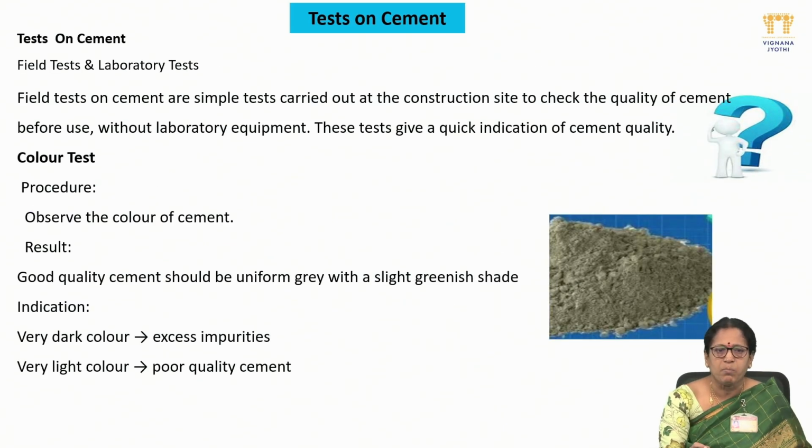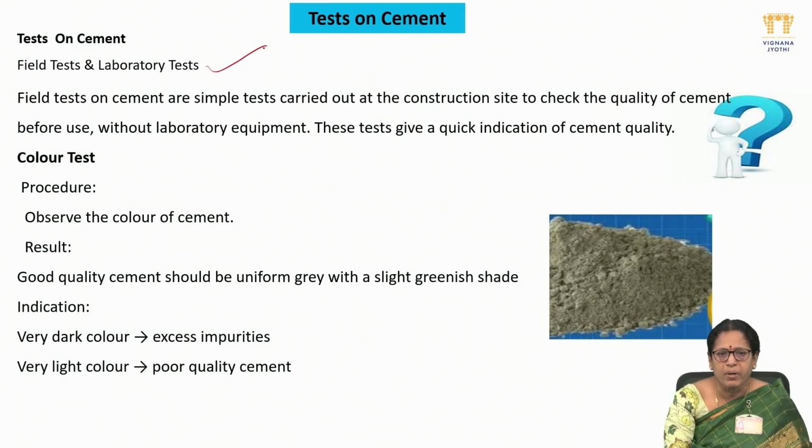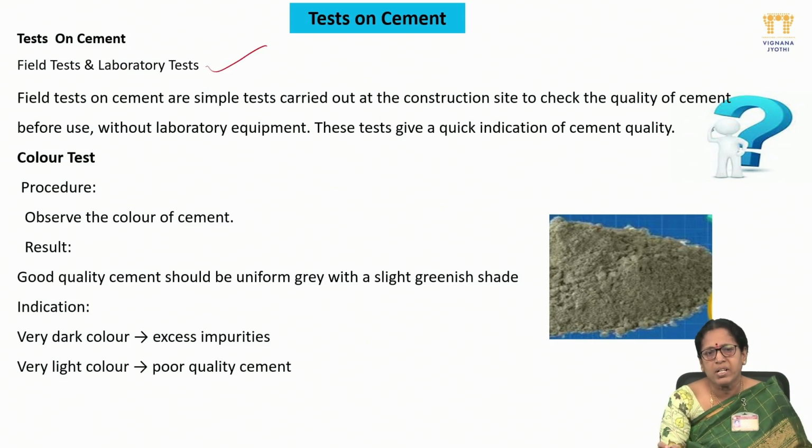Coming to tests on cement, they are defined in 2 ways. One is field tests, the other one is laboratory tests. Field tests on cement are simple tests carried out at the construction site to check the quality of cement before use without using any equipment. These tests give a quick identification of cement quality.